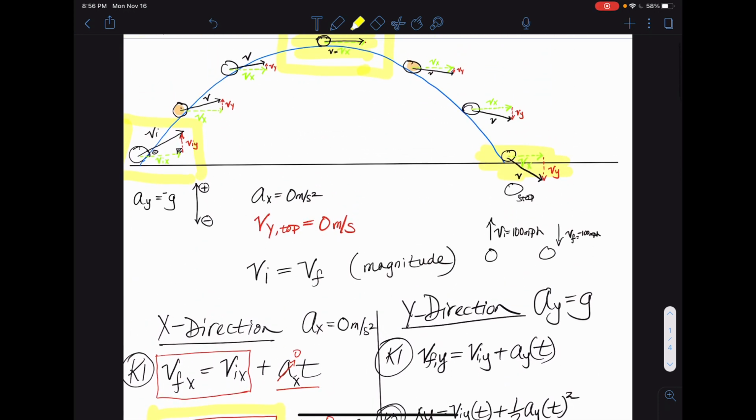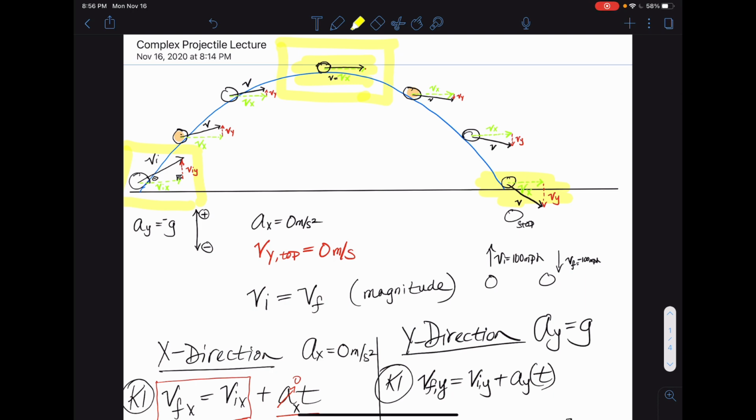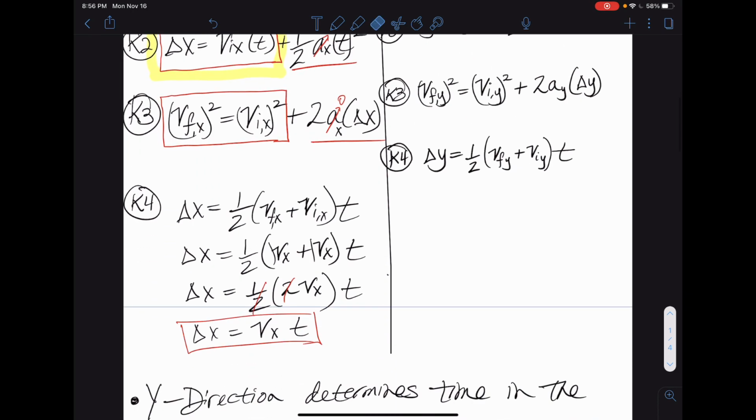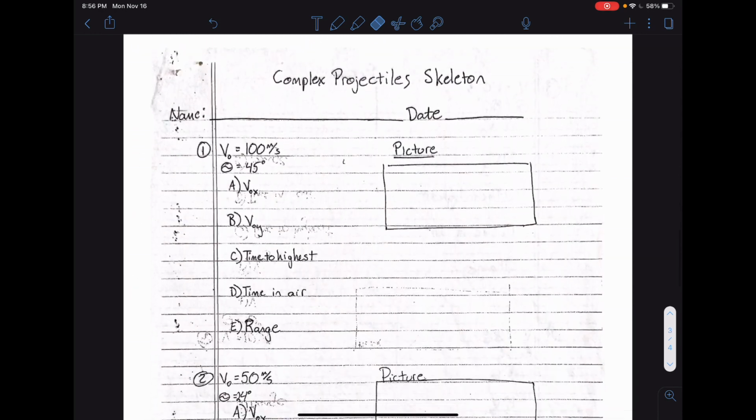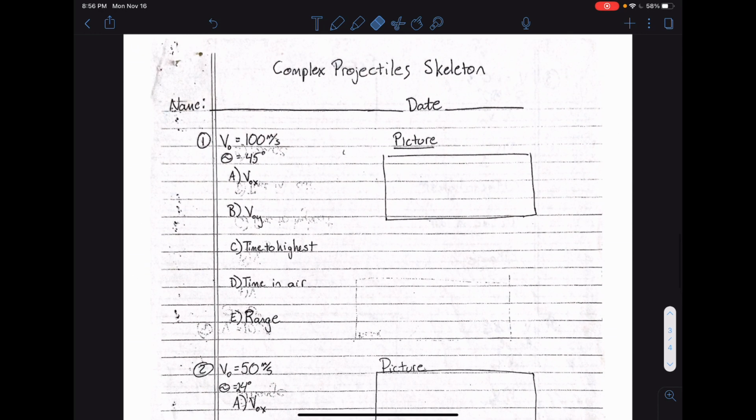We also see that the velocity at the top in the y direction is equal to 0. And that's also going to come in handy when we're down here solving problems. All right, so let's go ahead and look at one of these problems.